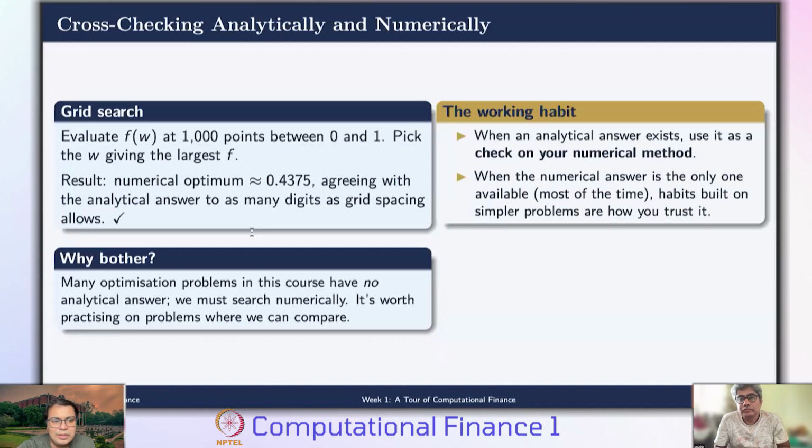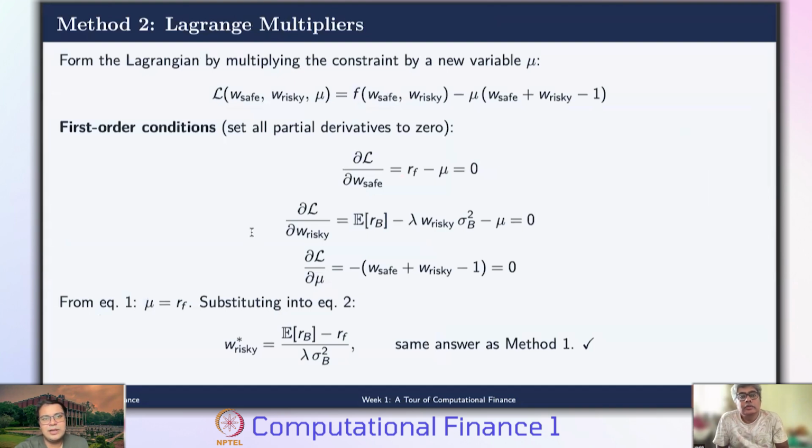Right. So let's add one more analytical method to our toolkit using the same problem. This is the Lagrange multiplier method, which is the standard way of dealing with constrained optimization problems. Here we have it as a cookbook procedure, assuming you have seen this before. The first step is to form the Lagrangian. We write the objective function, then minus mu, the new variable called the Lagrange multiplier, times the constraint W safe plus W risky minus 1, which was equal to 0.